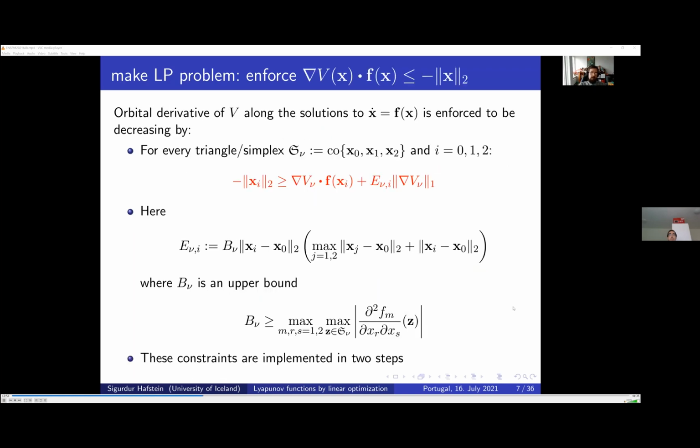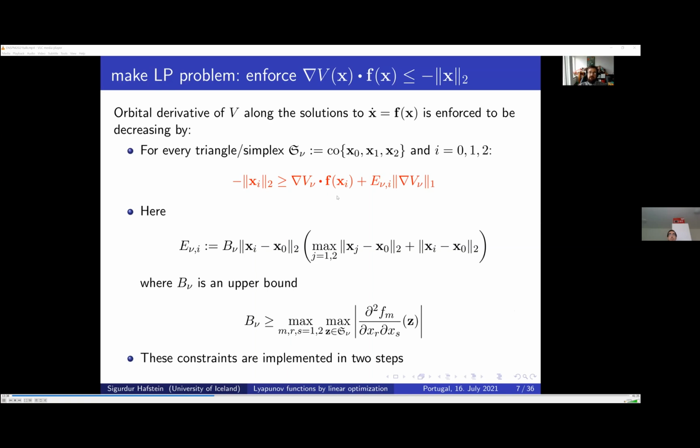Now we come to the more difficult part, and that is to ensure that the function we construct really has a negative orbital derivative everywhere except at the origin. And we cannot really check this for all x in the domain D. So the whole trick of this CPA method is essentially to demand at the vertices of all triangles a little bit more. So you see here minus the norm of x_i is larger than or equal to the gradient of v at nu, and this will be a constant vector on a very simplex. We give the formula on the next slide.